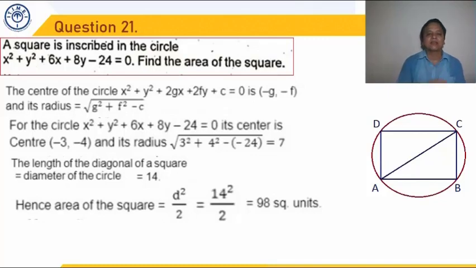Area we get from the diagonal, and the diagonal we get from the diameter of the circle. So we find the radius of the circle, just double it to get the diameter of the circle, and the diameter of the circle is equal to the diagonal of the square, and from the diagonal of the square we get the area of the square. Yes. Once you draw the figure, the question becomes easier. We understood the question and then we proceed. So from the diagonal we find the area of the square.